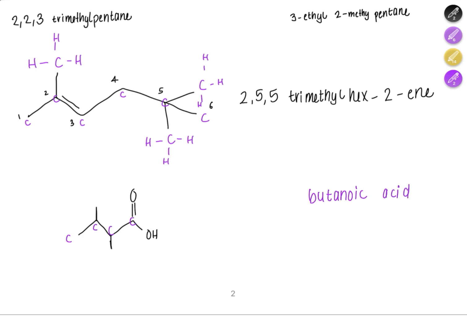And then you have methyl groups, 1 carbon here, 1 carbon here. One of them is on the second carbon and the other one is on the third carbon. So you will call this 2,3 dimethyl butanoic acid.